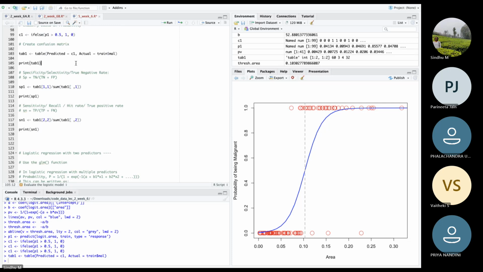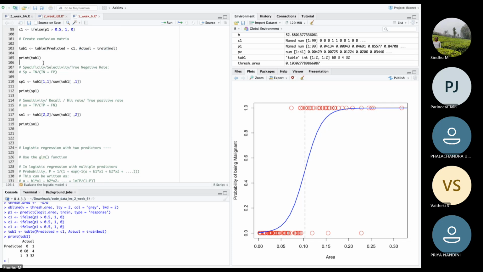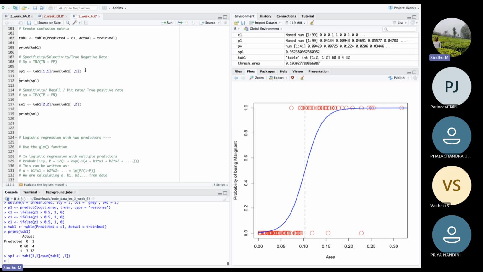Now these predicted values, we are comparing with the actual values and printing it as a table. So this has given us the confusion matrix that we discussed earlier. And now we can try to measure how good the model is doing by finding its specificity and sensitivity.